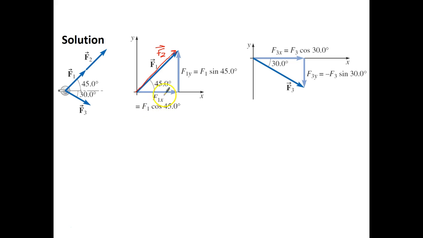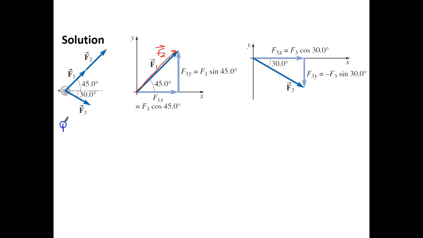So we're going to do F1 of the X, which will also be F2 in the X direction, and then we're going to do F3 in the X direction. Notice that all three of those will be pointing in the same direction, so when we add them, they should just add up very easily.